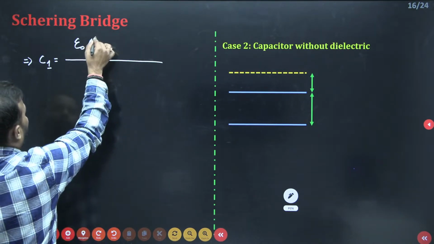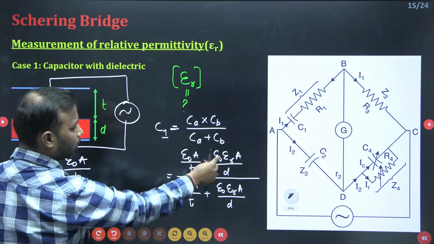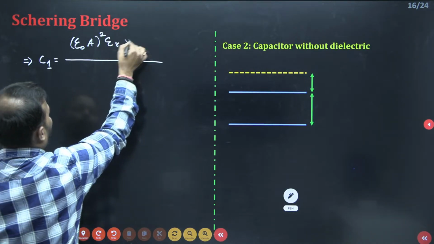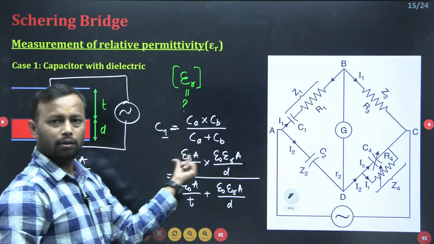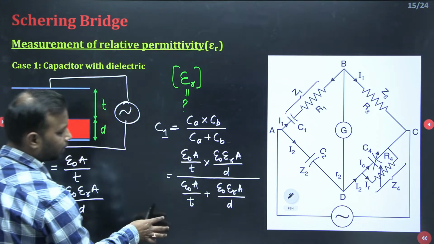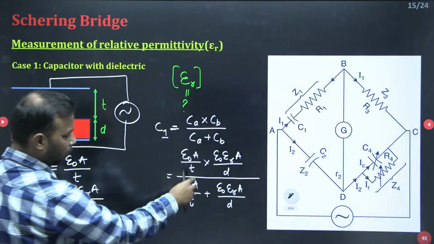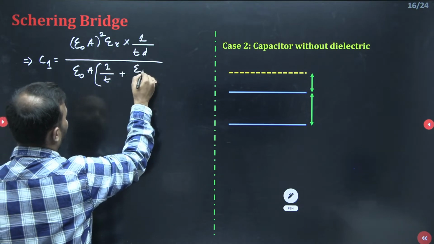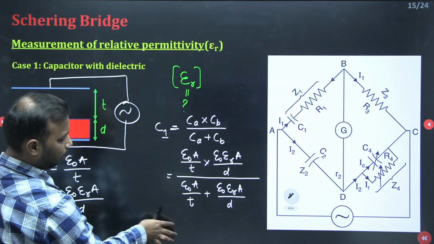Epsilon naught A का होल स्क्वायर है कि नहीं? Epsilon naught A का होल स्क्वायर, then epsilon R into 1 upon TD. ये समझ में आया क्या? क्या लिखा? डन. Now in the denominator, epsilon naught A can be taken as common. So we are left with 1 upon T plus epsilon R upon D.